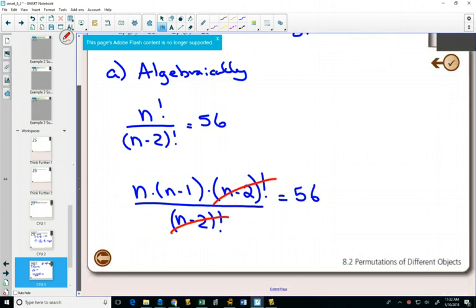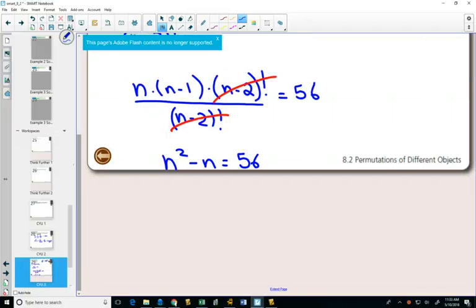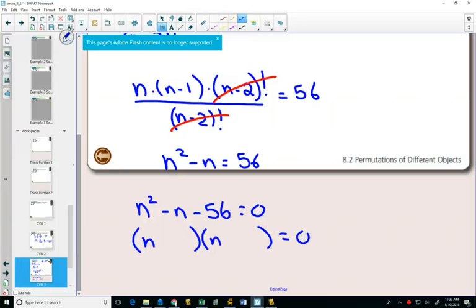And what we're left with is n squared minus n equals 56. Well, this is a quadratic equation. You guys are getting good at these, making one side equal to 0 and factoring. So n squared minus n minus 56 is going to be n minus 8 and n plus 7. So we get two answers for n. n equals 8 and n equals negative 7.